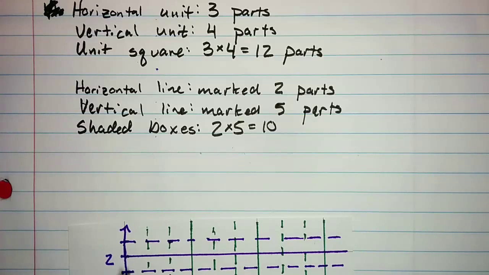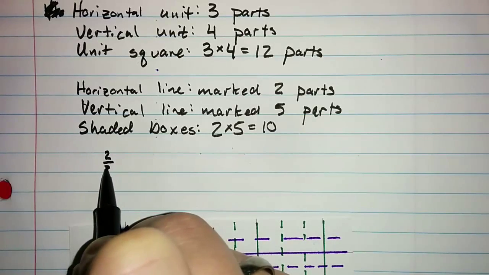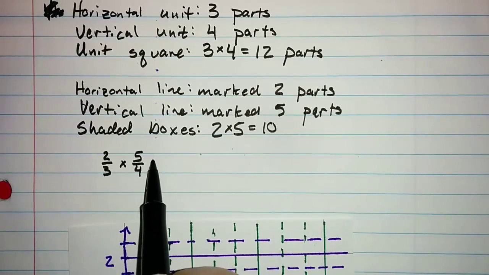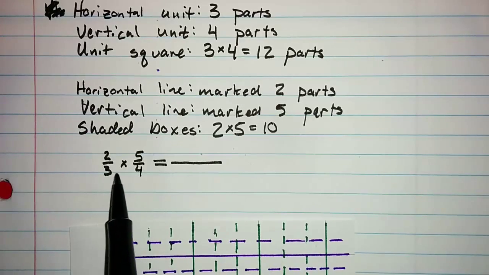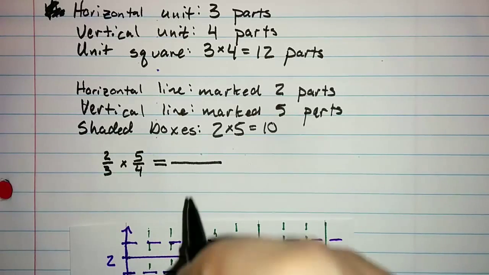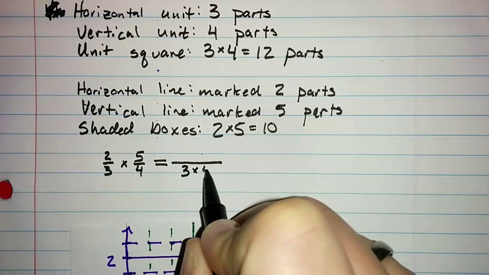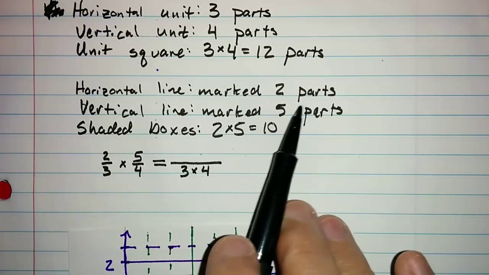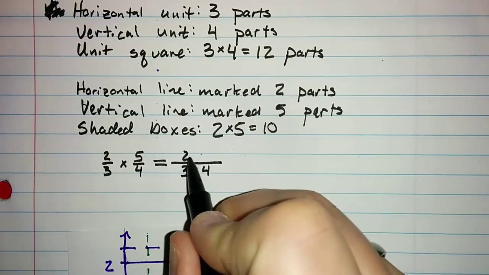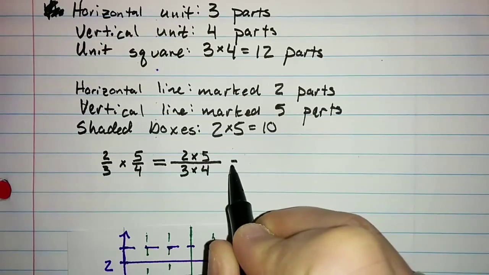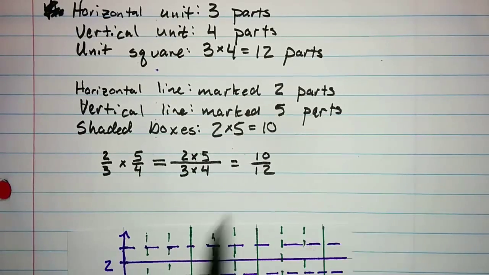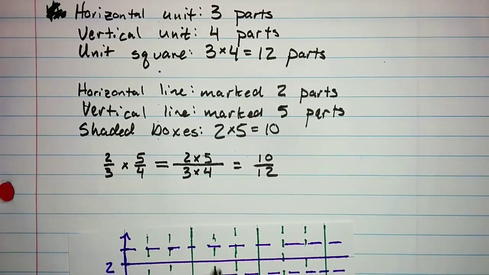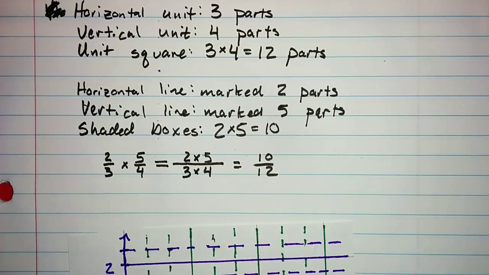We were multiplying 2/3 times 5/4 to figure out how many boxes the unit square would be divided into. We multiplied 3 times 4. To figure out how many of those boxes we were going to mark, we multiplied 2 times 5. And we got the 10 12ths that we counted in our picture. This is going to be our general procedure for multiplying 2 fractions.